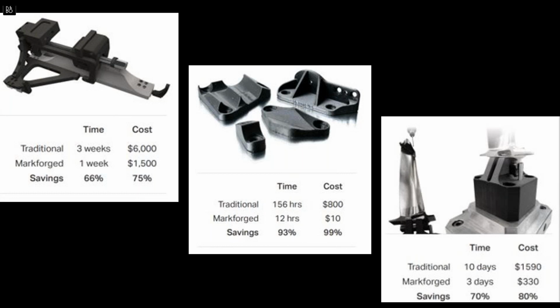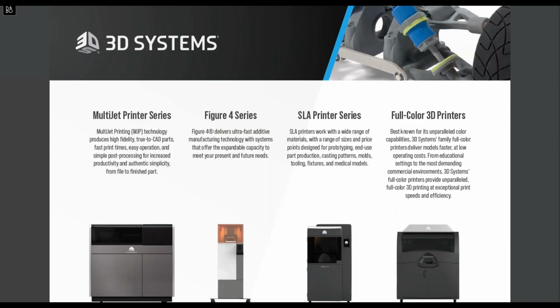So for the middle pieces here, we have some assembly fixtures. Printed on Markforged was a 93% time saving and a 99% cost savings. And on the far right there, you have some manufacturing aids. It was a 70% time savings and an 80% cost savings when switching over to Markforged. With Markforged, there is a massive potential for savings in both the time to produce parts and also the cost to manufacture. So I'm going to hand it back over to Scott here to talk about 3D Systems.